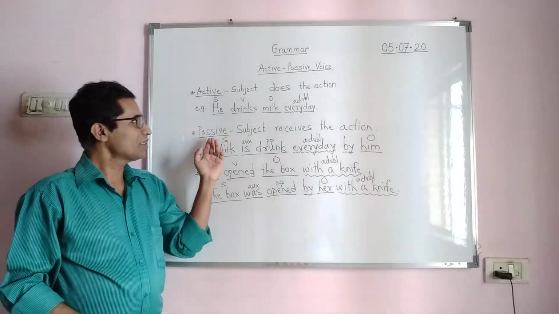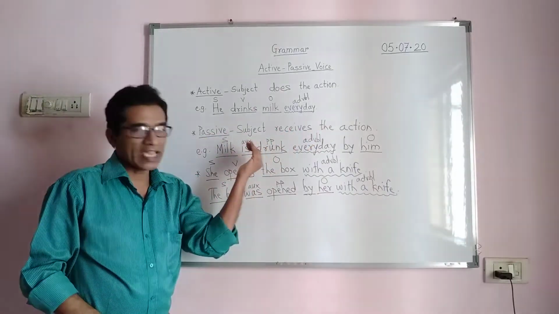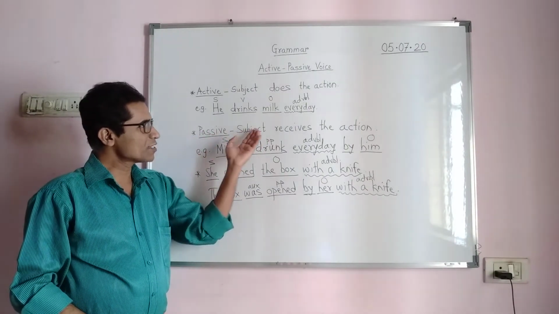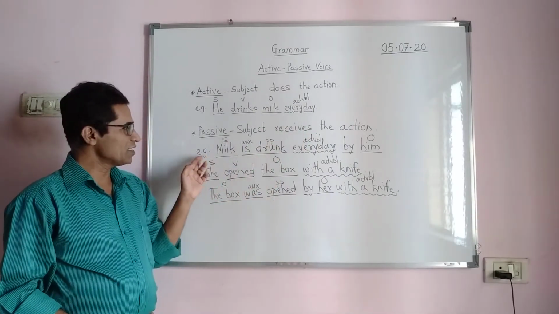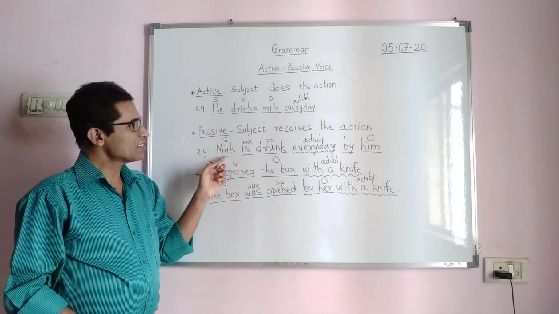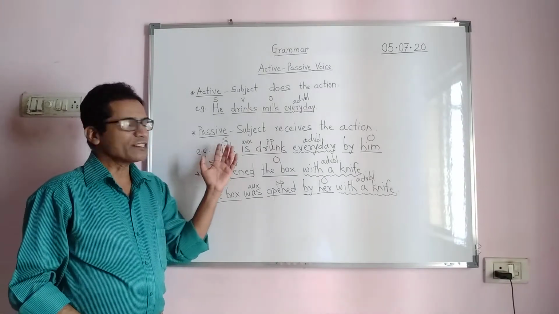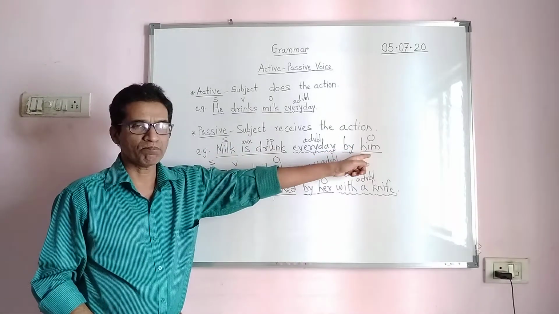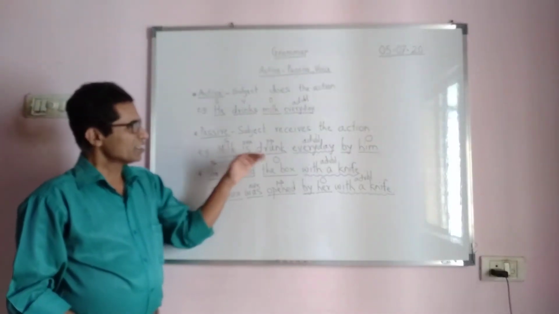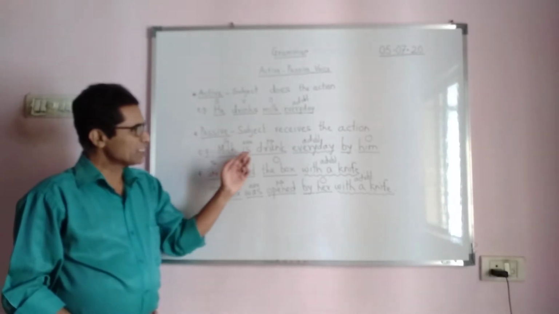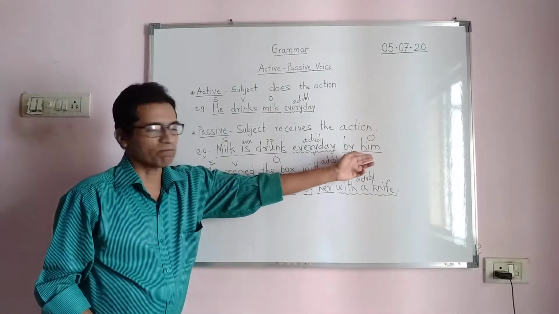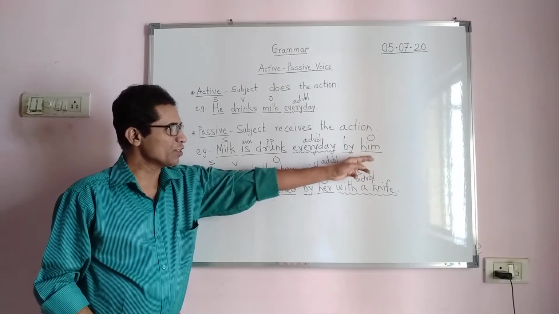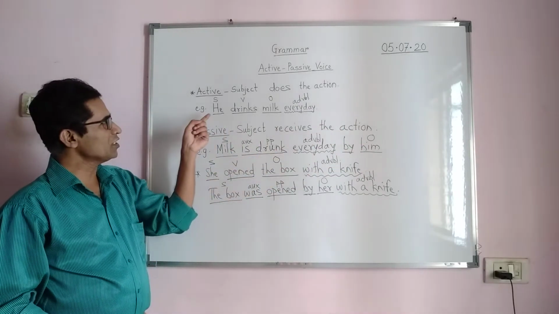But in passive, the subject receives the action. Let me repeat. In passive, the subject receives the action, like in this sentence. Milk is the subject, but here milk is not doing any action. It is receiving the action done by him, and the action is drinking. Milk is drunk every day by him. So the object here is him, which is the objective form of he.